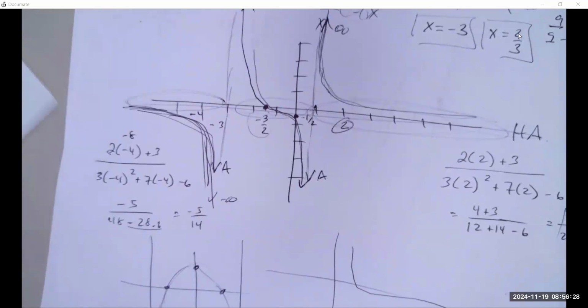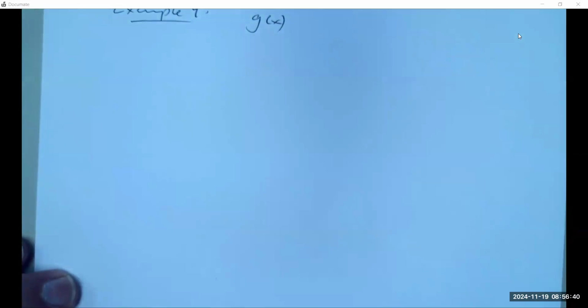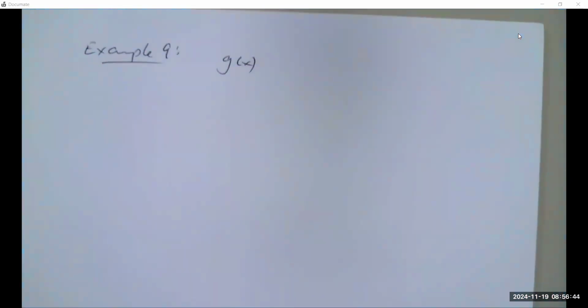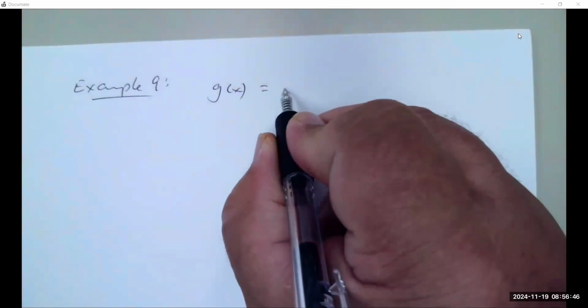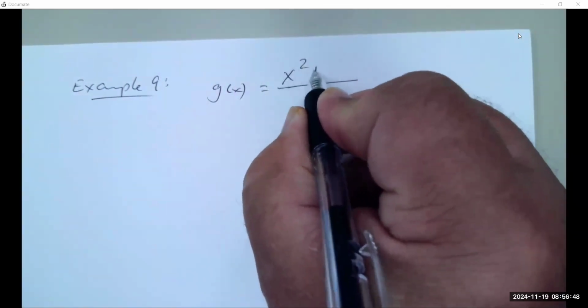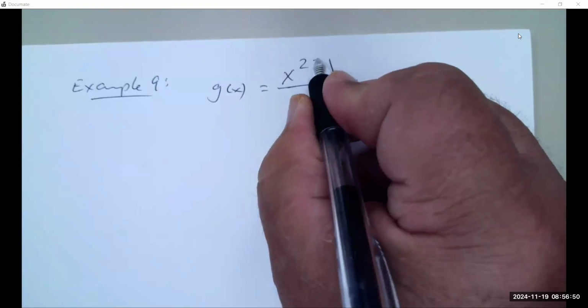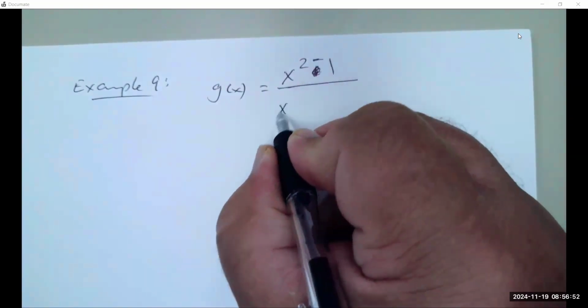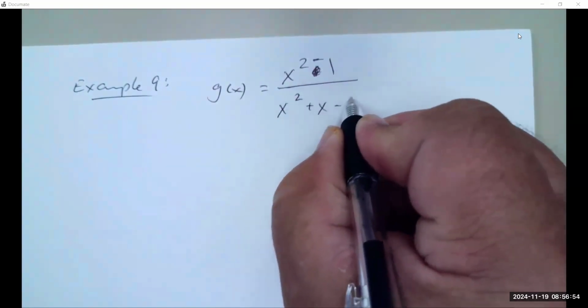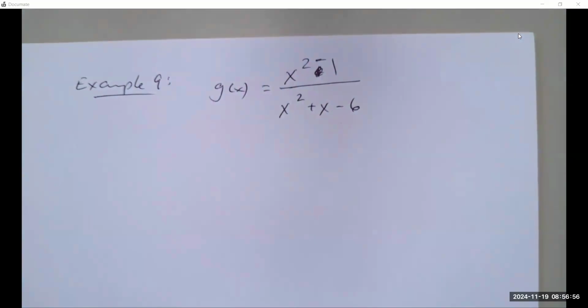Okay, let's look at that example. Example 9. G of x equals x squared minus 1 over x squared plus x minus 6. Graph that. I'm sorry, did I go too fast? I'm going to put that back up there. Everybody okay? Yep.